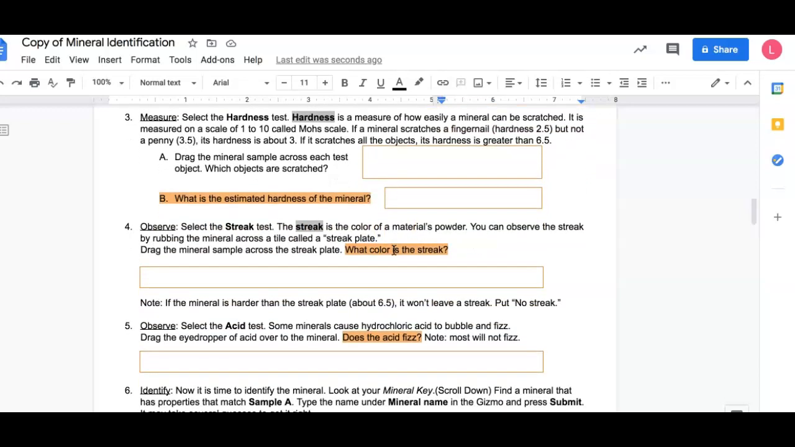Number 3 is measure. Select the hardness test. Hardness is a measure of how easily a mineral can be scratched. It's measured on a scale of 1 to 10. If a mineral scratches a fingernail, it's a hardness of 2.5, but not a penny, which is 3.5, its hardness is about 3. So if it scratches all the objects, its hardness is greater than 6.5.